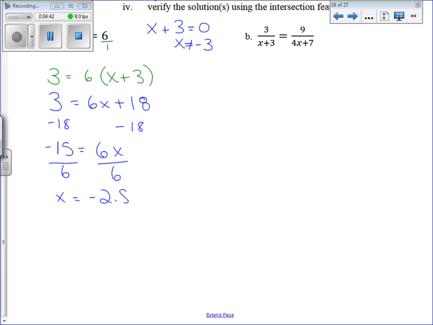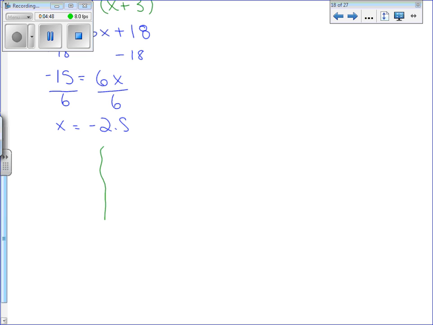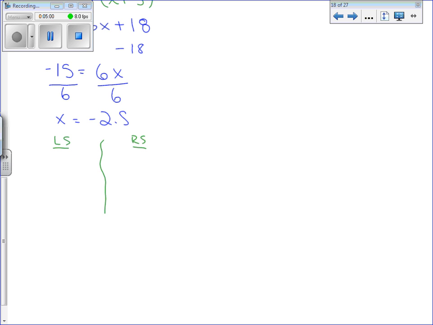Now, I want to verify this algebraically. What I mean when we want to verify something algebraically is we want to look at the left side and the right side separately, and make sure the left side equals the right side. So my left side is 3 over x plus 3.